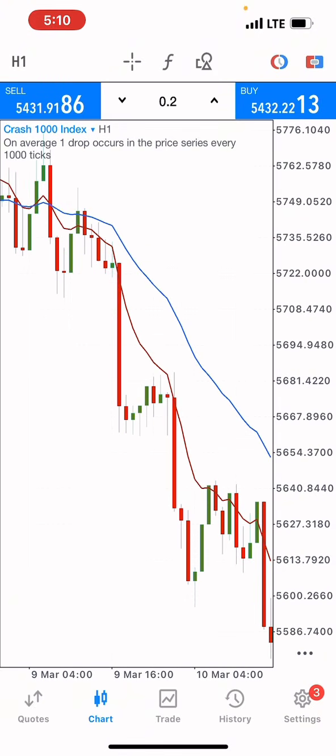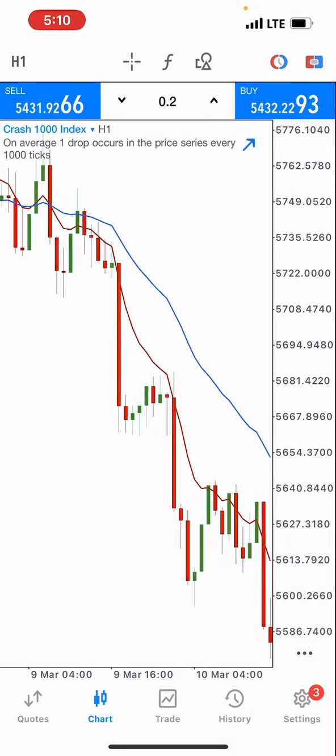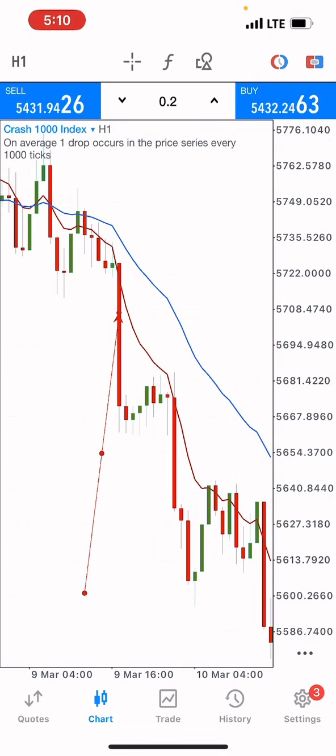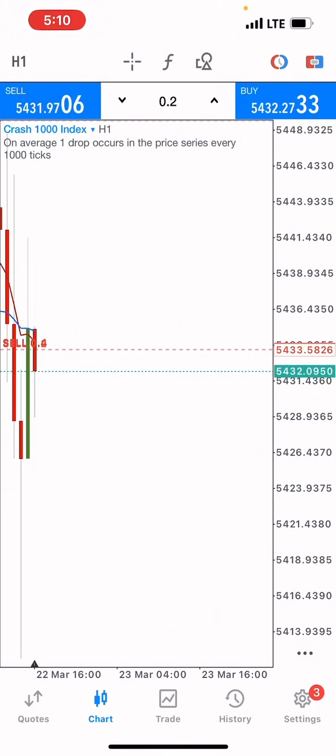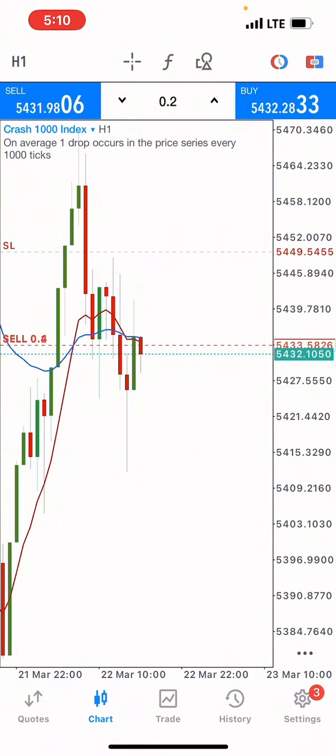This is another example of what I'm talking about. So that's what you want to see on your chart before you think of selling the crash 1000 index market. This strategy can be used for both the crash 1000 index market and the boom 1000 index market. You just use them in opposite ways. For the boom 1000 index market, you want to be buying to catch spikes, while in this case you want to be selling to catch spikes.